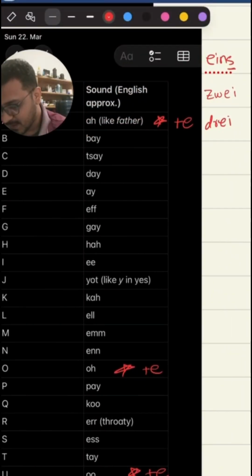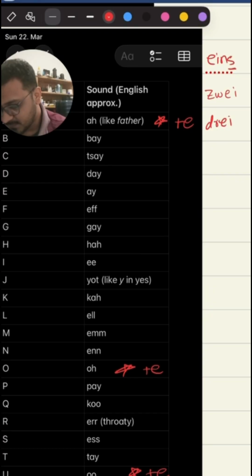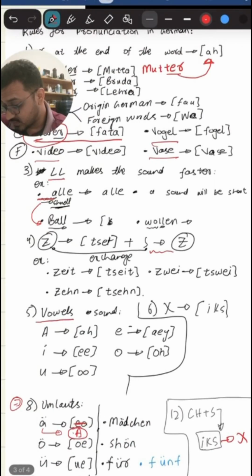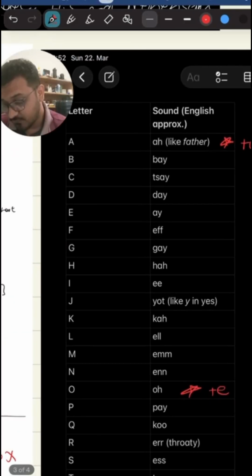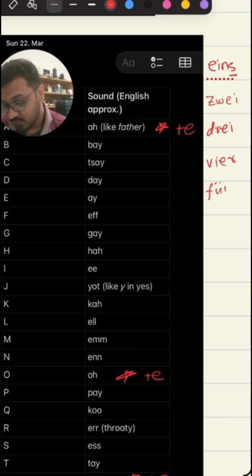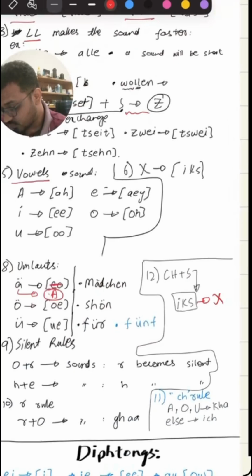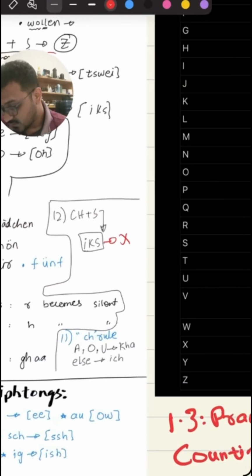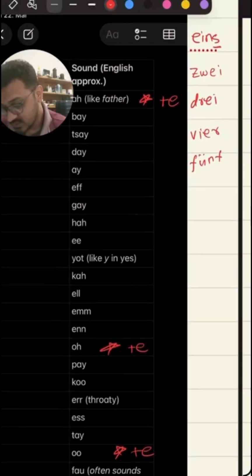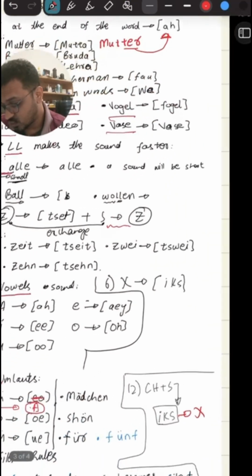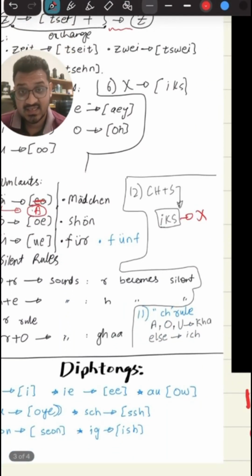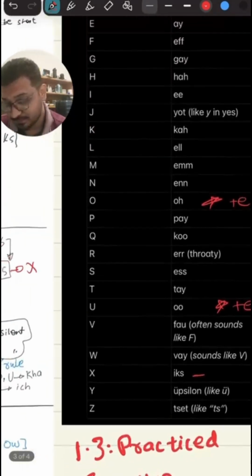Then the next word is vier. Here V sounds as f, so the rule we are following is rule number 2. Then we have fünf. Here we are following the umlauts, as you can see. Next is sechs. Now tell me which rule we are following here as X. Here we see the CH plus S, so CH plus S is rule number 12, which sounds as X. That's why it sounds as sechs.